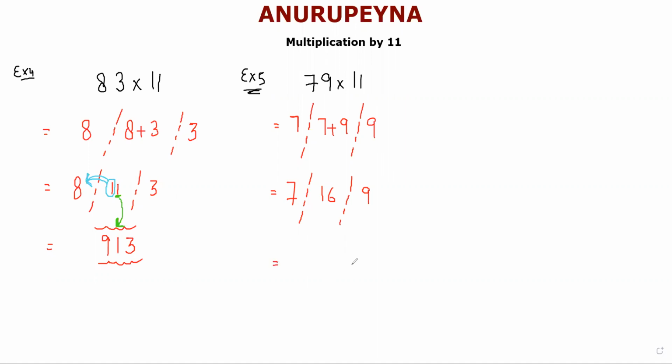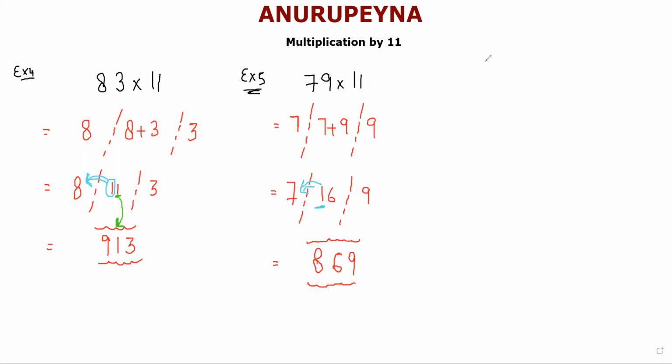So what you have to do, you have to keep only 9. Okay, this 9 will be there. And what about 16? In 16 you will keep only 6. Then what about this 1? This 1 has to be transferred to the next number. And then this 7 and 1 will make 8. So our answer is 869.